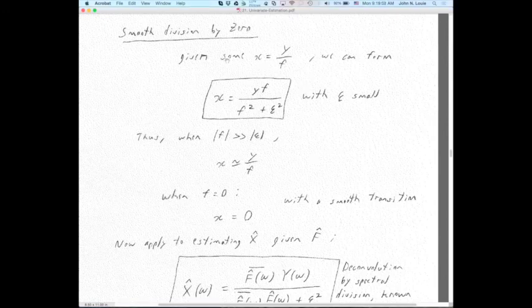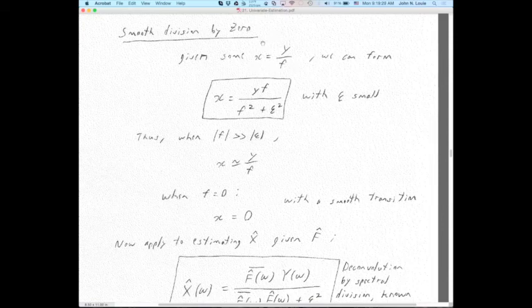So this rationalization, multiplying both the numerator and the denominator by f conjugate, is going to help us develop these dampings and then explain what they really mean.